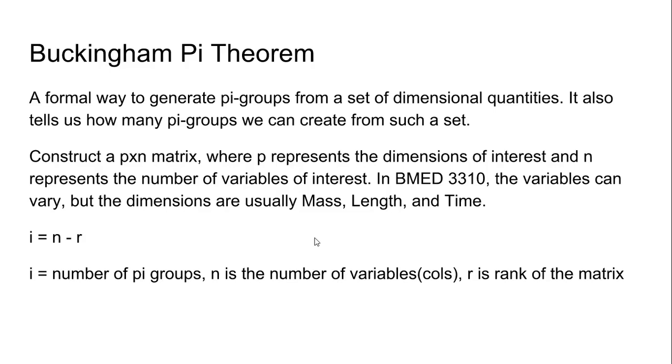And you can also compute, based on your matrix, I, which represents the number of pi groups. So I is going to be equal to N minus R. So N again is that number of variables, your columns, right?